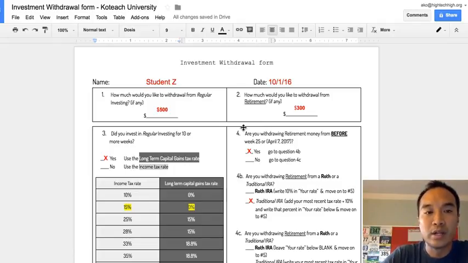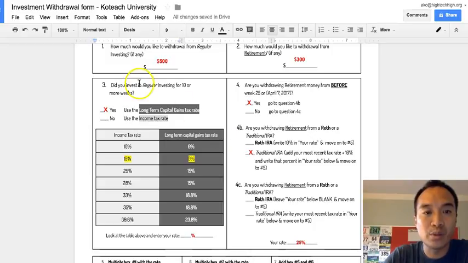All right, just a heads up, this is a dense form. To give you an overview, this left-hand side is about investments, and this right-hand side is about retirement. Reading the question here, it says, how much would you like to withdraw from regular investing? 500. Question 2 is, how much would you like to withdraw from retirement? And they're going to try to withdraw 300.